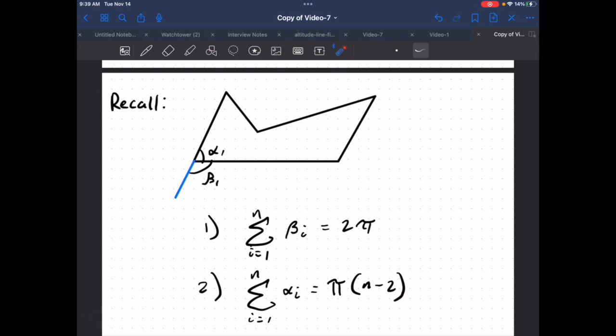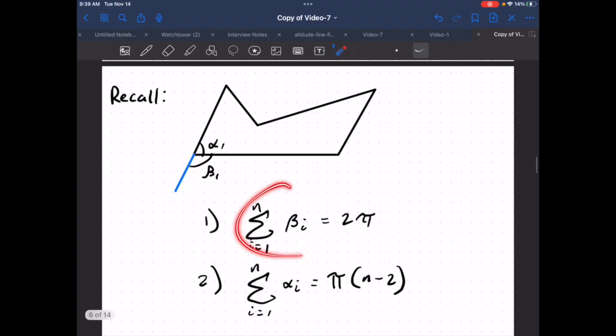If you recall, we saw that the sum of the exterior angles was 2 pi. That's because we're making one complete revolution as we go around. But it was also useful to look at the interior angles, and we came up with this formula. And so we're considering the complementary angle. And so this is sort of nice. You can see that we're making a complete revolution.